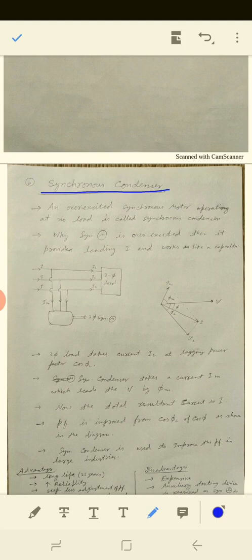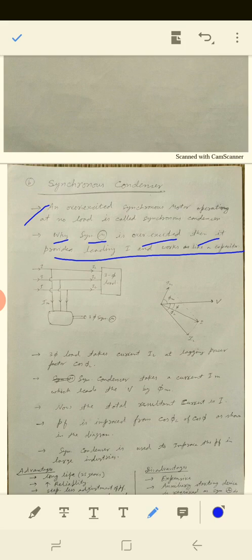What is a synchronous condenser? An overexcited synchronous motor operating at no load is called a synchronous condenser. When a synchronous motor is overexcited, it provides leading current and works as a capacitor. A synchronous motor in the overexcited state works as a capacitor and provides leading current to the system.